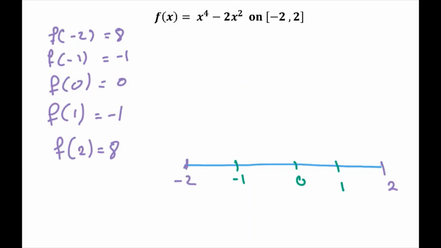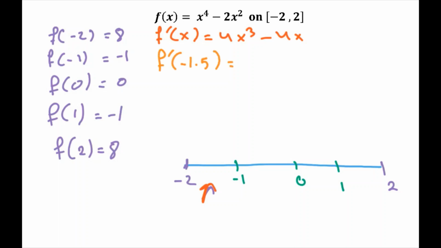We need to study the sign in between these points. So by taking any point here, you can decide, for example, -1.5. We need to study the derivative. So remember, the derivative is 4x cubed minus 4x. We need to study only the sign. Taking a point here, we might take f prime of -1.5. Substitute here. And we are looking only at the sign. So by doing this, we will notice that the sign here is negative.